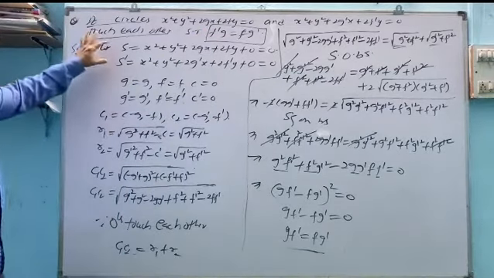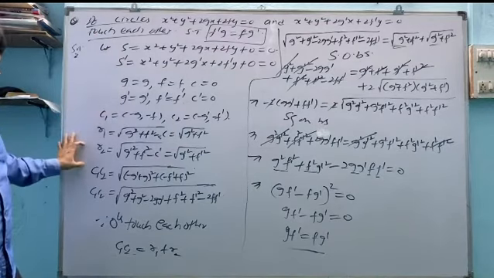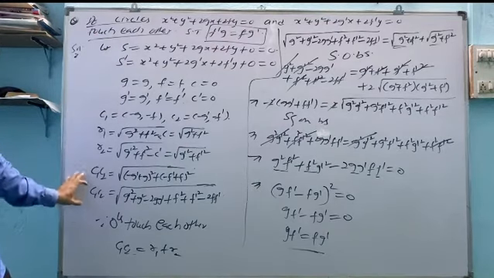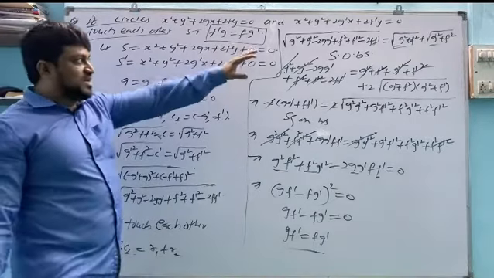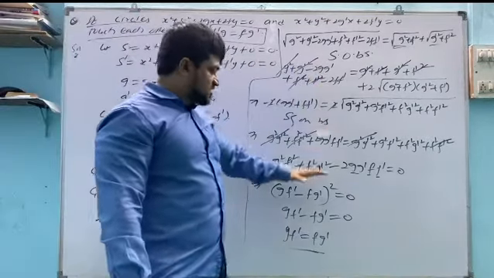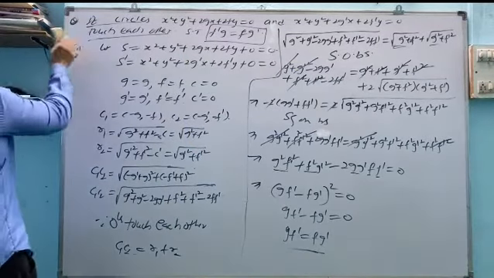What we have to do when two circles are given: g, f, c, g dash, f dash, c dash, c1, c2, r1, r2. Take the c1 c2 distance and r1 plus r2, equate them, and square on both sides. You will get the answer g f dash equals f g dash.